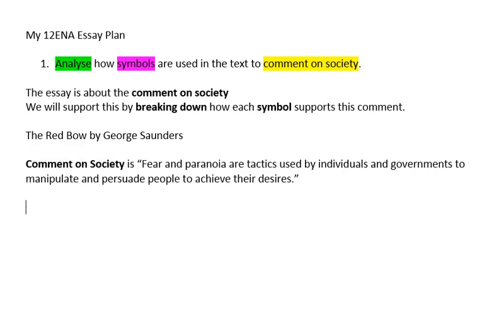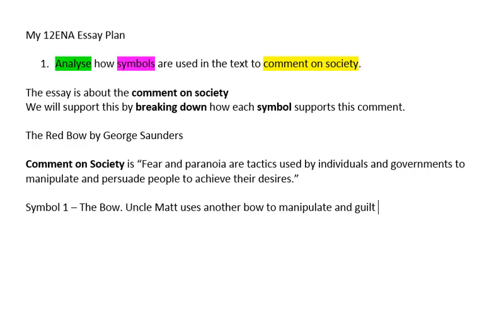So let's go ahead and brainstorm what some of these symbols could be. Symbol number 1, I think, is the bow. Now, the bow used in the text is not actually Emily's bow. So Uncle Matt uses another bow to manipulate and guilt other individuals to agree to his demands.